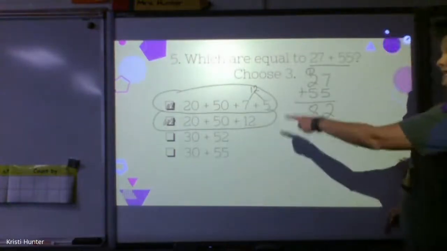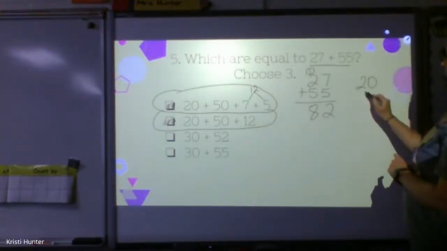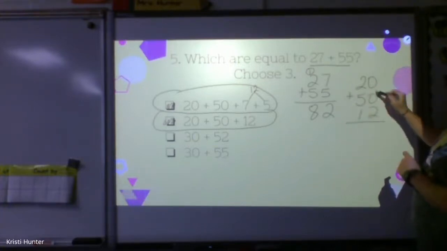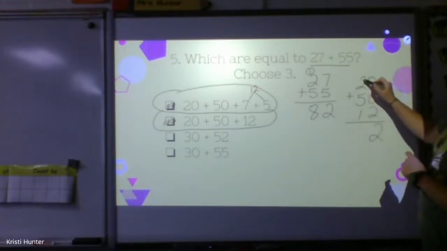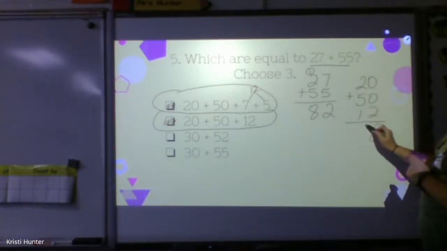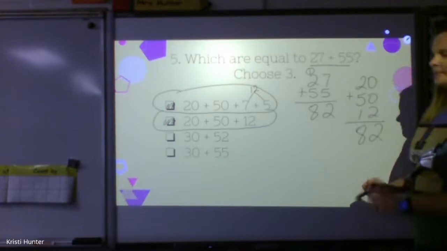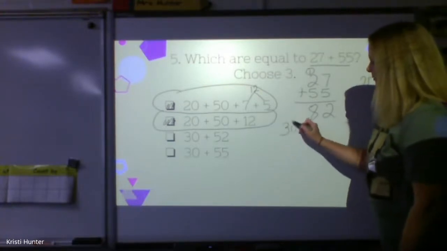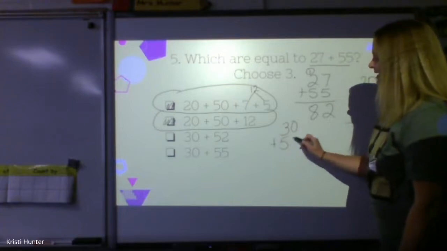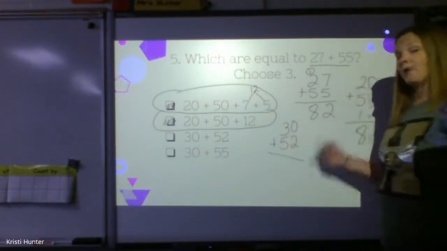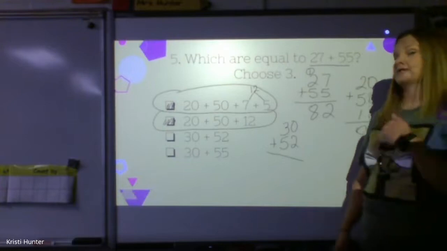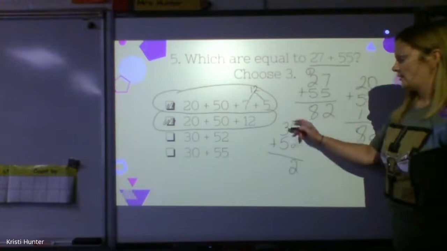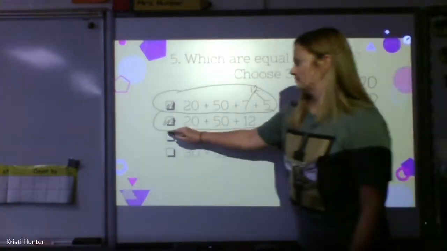Okay. And again, if you want to check it, write your problem out. 0 plus 0 plus 2 is 2. 2 plus 5 plus 1 makes 8. Okay. All right, so we have 2 equations left to check. 30 plus 52. And again, these are some problems you may be able to do in your head because you know your count by tens. So 0 plus 2 is 2. 3 plus 5 is 8.